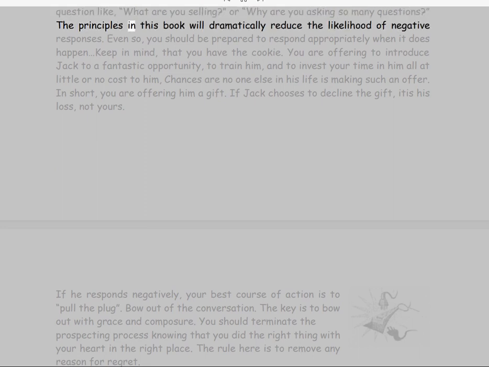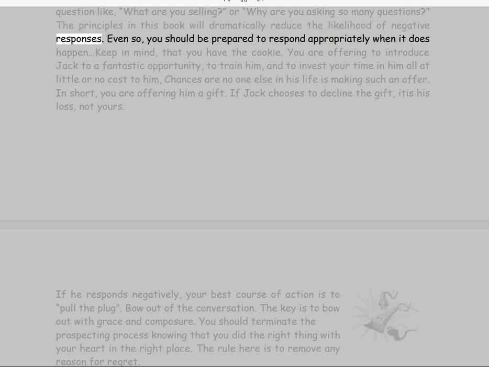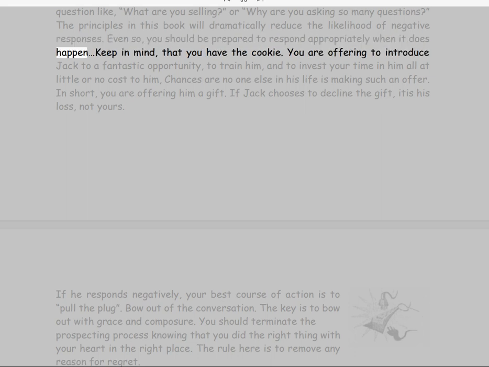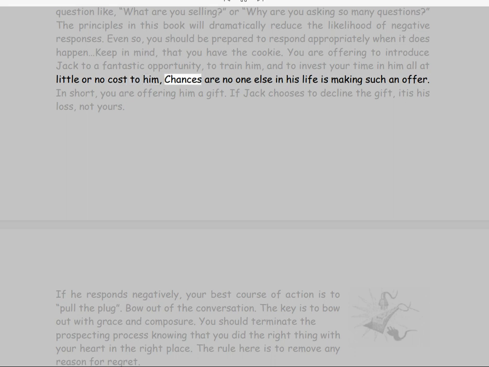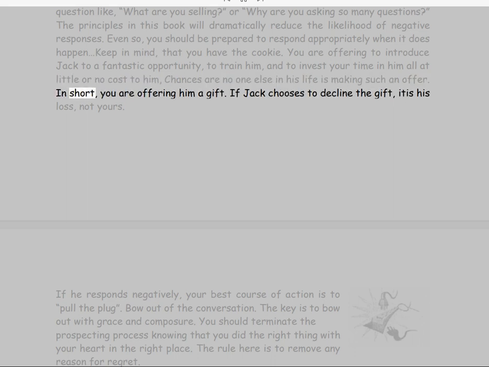The principles in this book will dramatically reduce the likelihood of negative responses. Even so, you should be prepared to respond appropriately when it does happen. Keep in mind that you have the cookie. You are offering to introduce Jack to a fantastic opportunity, to train him, and to invest your time in him, all at little or no cost to him. Chances are no one else in his life is making such an offer. In short, you are offering him a gift. If Jack chooses to decline the gift, it is his loss, not yours.